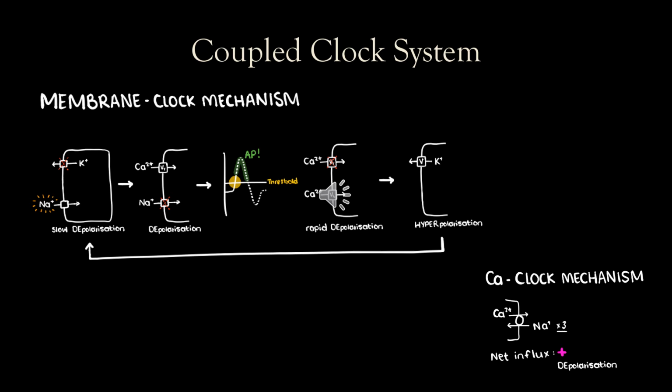This coordination and interchanging of activation is known as the membrane clock mechanism, and it ensures that an action potential is generated. In addition to the membrane clock mechanism, there is something called the calcium clock mechanism. Now, the calcium clock mechanism is another mechanism within the same cells which is completely independent of the membrane clock mechanism, but often works together with the membrane clock mechanism to ensure that threshold is reached.